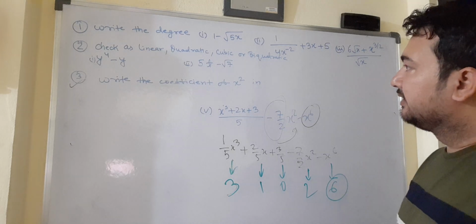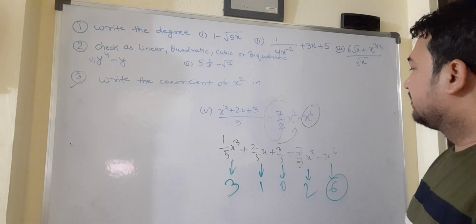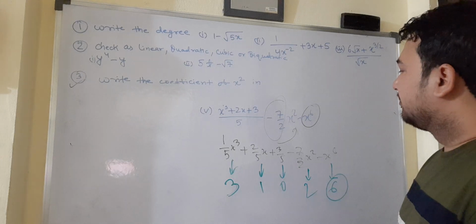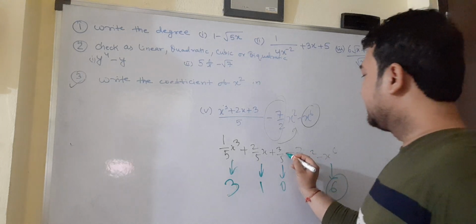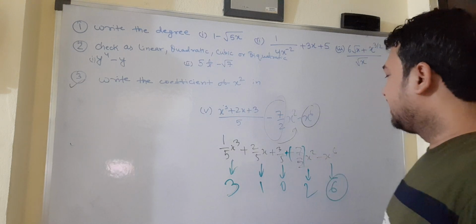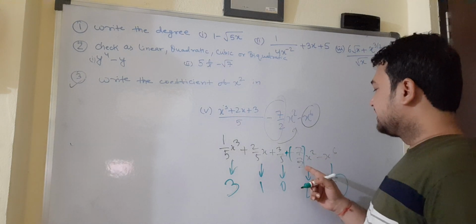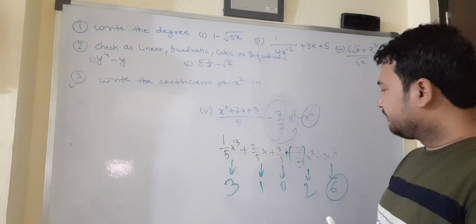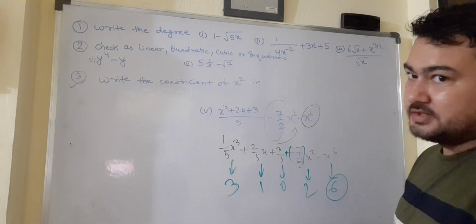That's why the degree will be 6, and the coefficient of x square is minus 7 by 2, because you can write this as plus minus 7 by 2 being part of the coefficient and then x square. So the coefficient is minus 7 by 2.